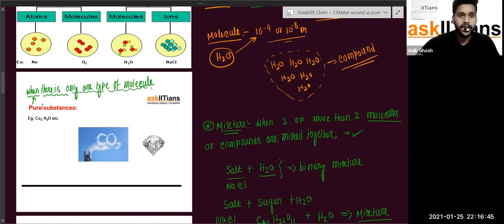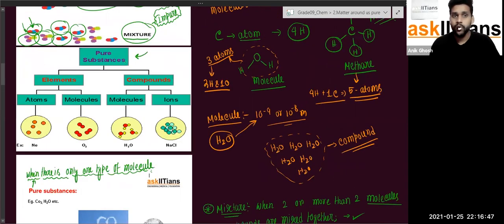Now you can see that if we talk about pure substances, how many types of pure substance can there be? Elements and compounds. I think you got the point, the difference between elements and compounds, right? An element contains only one type of atom. Compounds contain different types of atoms chemically bonded together, forming molecules, right? I don't want to confuse you anymore. Got it, everything, right? Now elements are of two types, atoms or molecules.